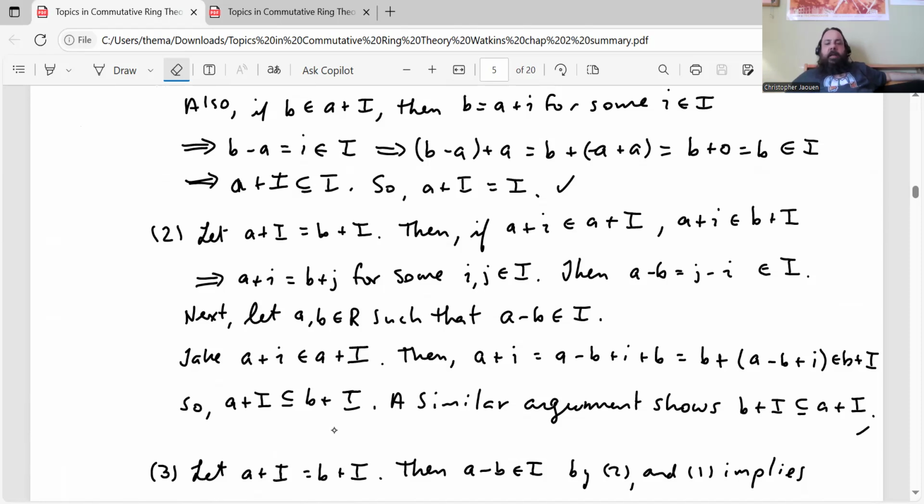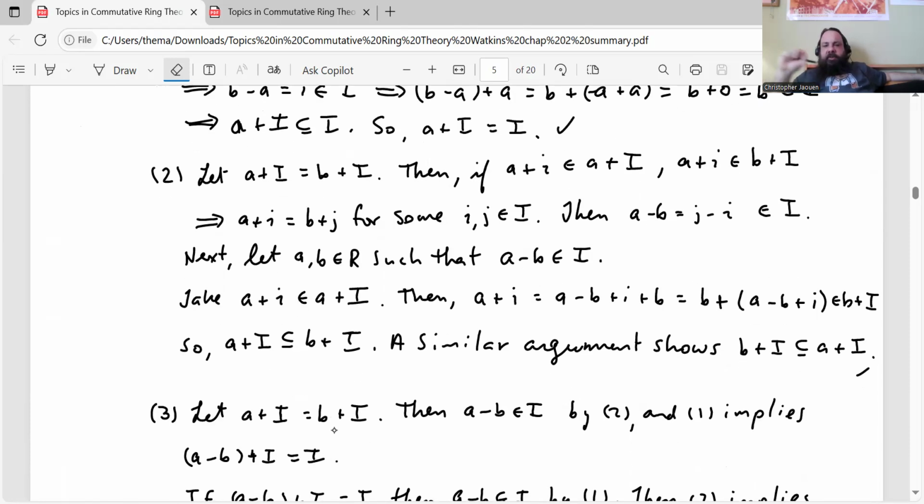Next, let a, b be elements of R such that a - b is an element of I. Again, you have to do both directions, right? It's if and only if. Take a + i, an element of a + I. Then a + i = (a - b) + i + b, I'm just adding zero in a convenient way here, which is b + ((a - b) + i), right? So addition is associative, which is obviously an element of b + I. So a + I is a subset of b + I. And a similar argument shows that b + I is a subset of a + I, but I skipped it because it's virtually identical. So that means that a + I = b + I.